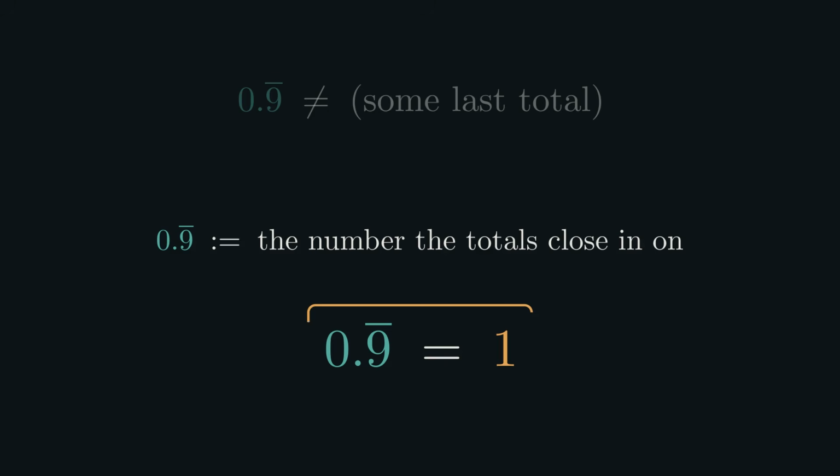This time, there's no sleight of hand. 1 is simply the only number that fits. Everything else, even a value a hair below 1, gets overtaken and left behind. 1 is the one spot that never gets crossed. That is what the symbol has been pointing at the whole time.